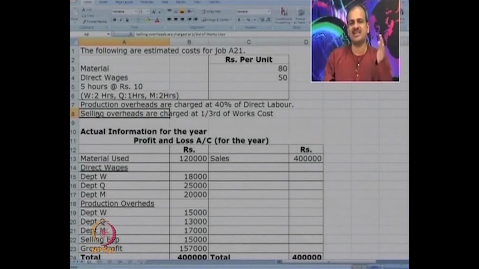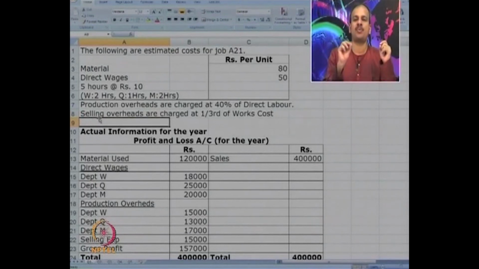Then the method of charging the overheads is also given. Production overheads are charged at 40% of direct labor and selling overheads are charged at 1/3 of works cost. I think you remember that we have discussed absorption of overheads. It is a process where the overheads are charged to the products. So here you can see the method and the rate of absorption is given: production overheads are to be charged at 40% and selling overheads are required to be charged at 1/3.